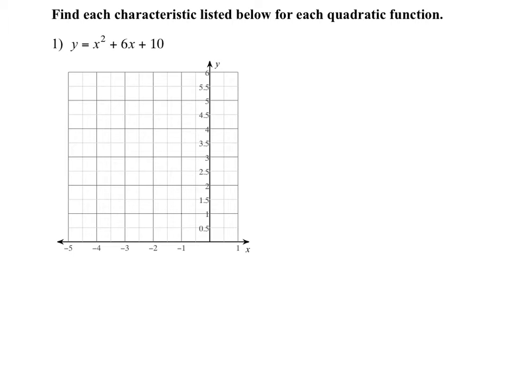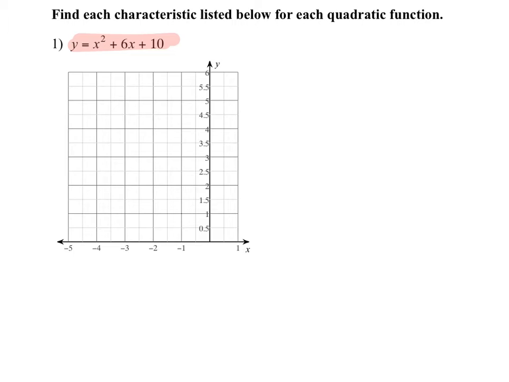Alright, let's graph in standard form. So first I want to notice what form I'm in. Here's my quadratic up here: x squared plus 6x plus 10. Well, I know that if I have no parentheses, I have standard form, which means I don't have the vertex. So that should be the first place I start.